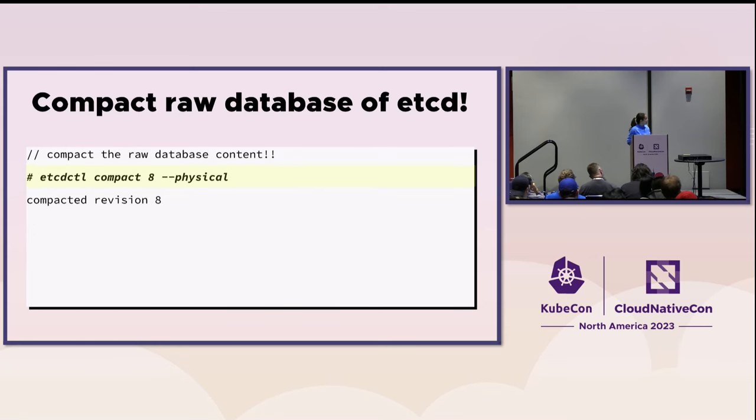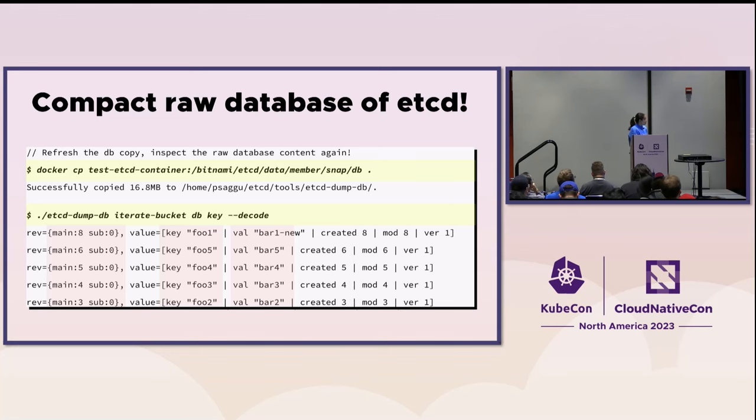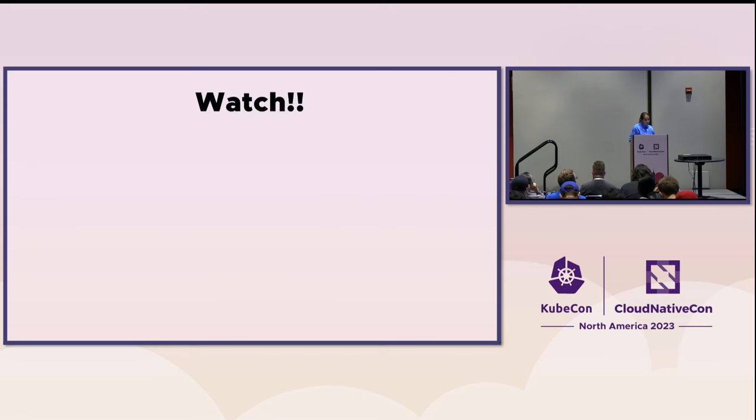So here I'm doing the same thing. I'm asking etcd to compact everything before revision 8. And what I get as a result is, I took a new fresh copy of my database in the first command, and what I'm getting here is that revision 2 and revision 7 are removed from our output, because that is no longer relevant. That had a tombstone attached to it, and it is safe to be ignored at this point.